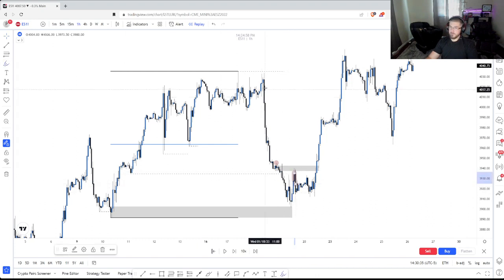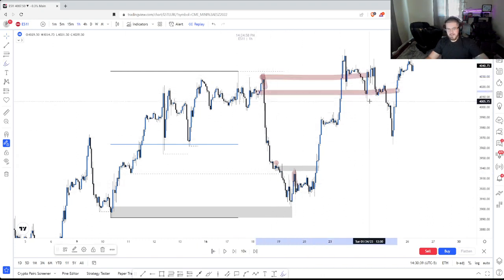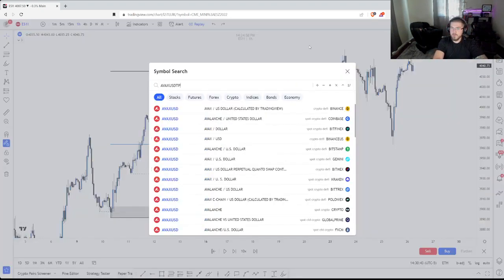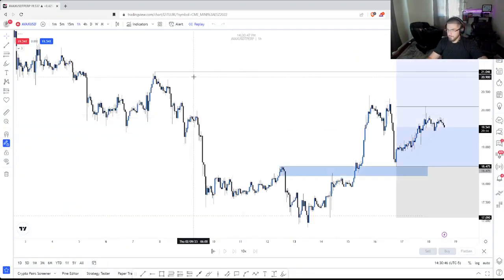I would have picked this candle or maybe this candle. You're like, what the fuck? That's just not how it works. So another great example of a breaker would be that AVAX trade we took.